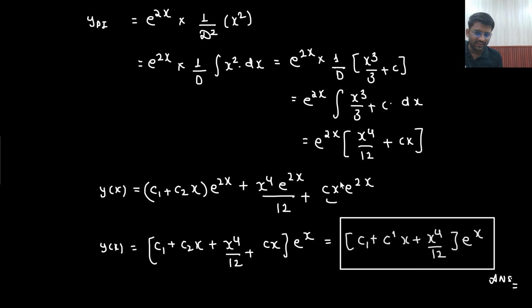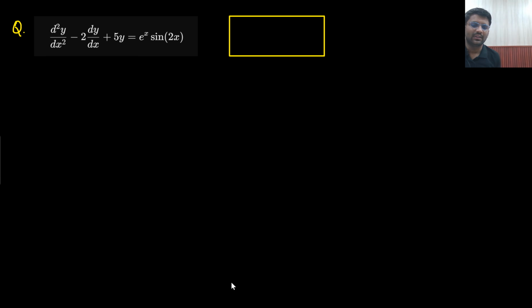Now this constant, this cx that you are getting, has been mixed with this c2x, so it is constant multiplied with x. So both are the same. So eventually this is the answer that you are getting. This is your y of x.